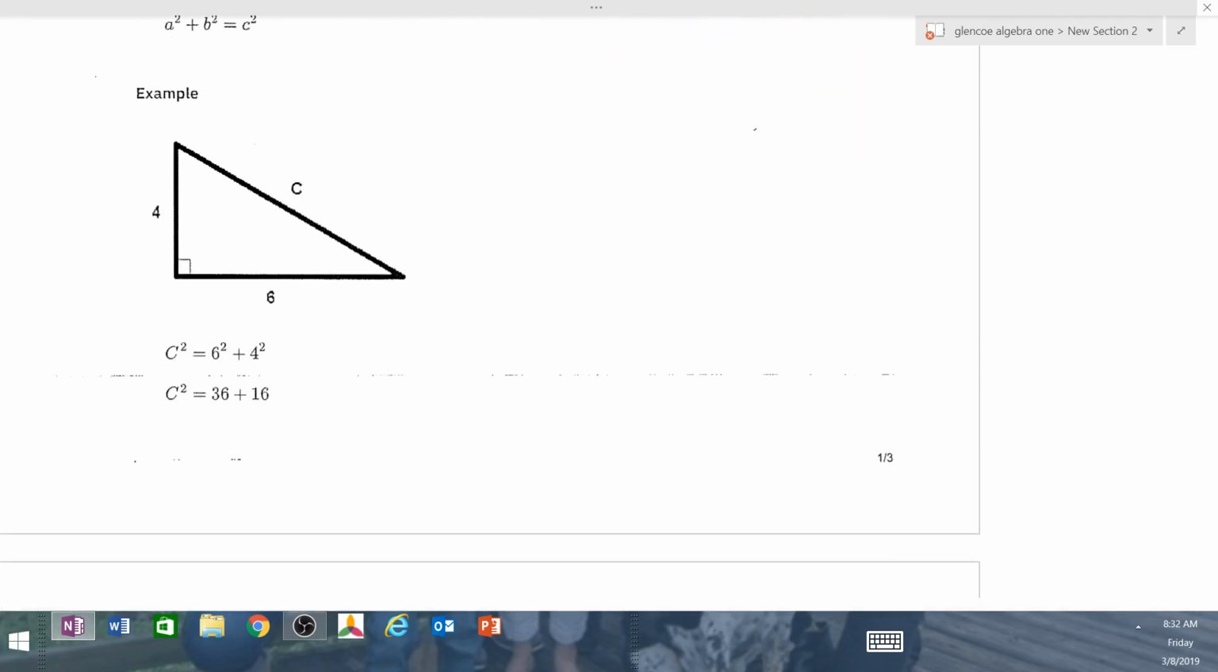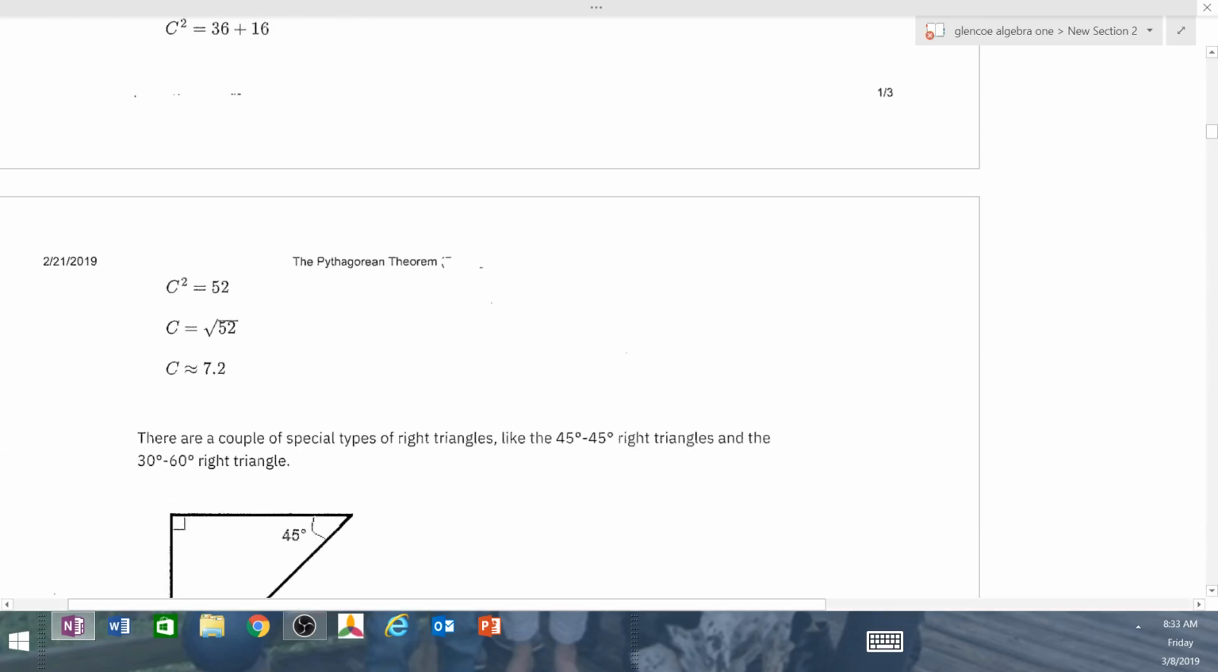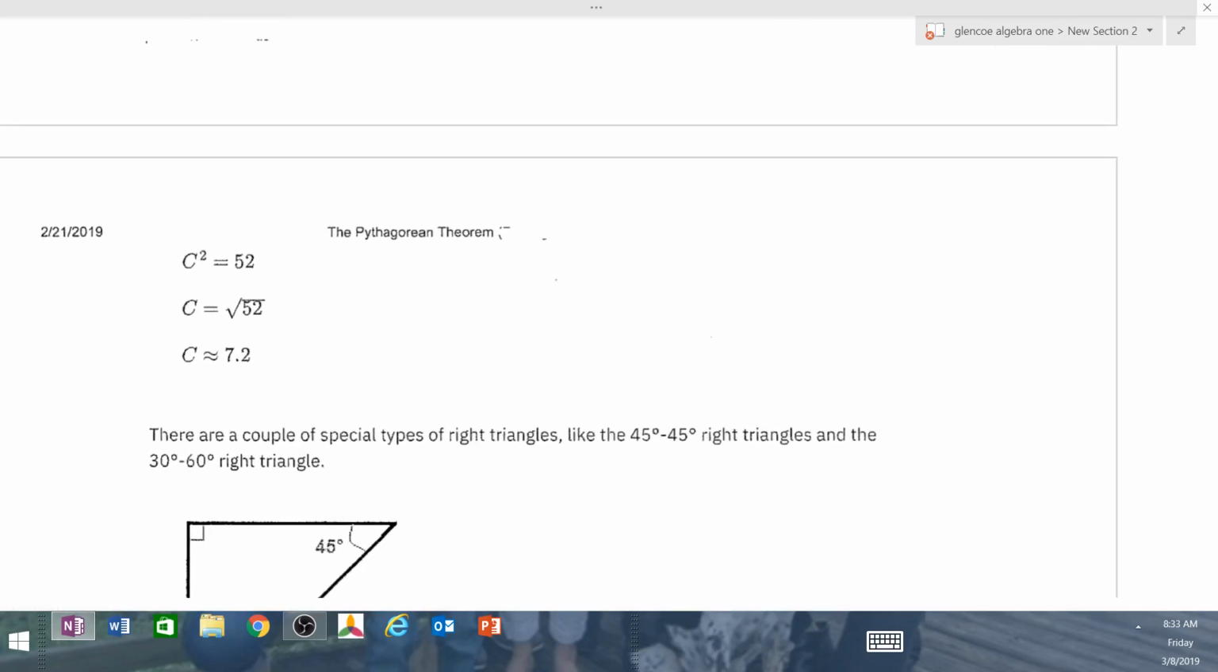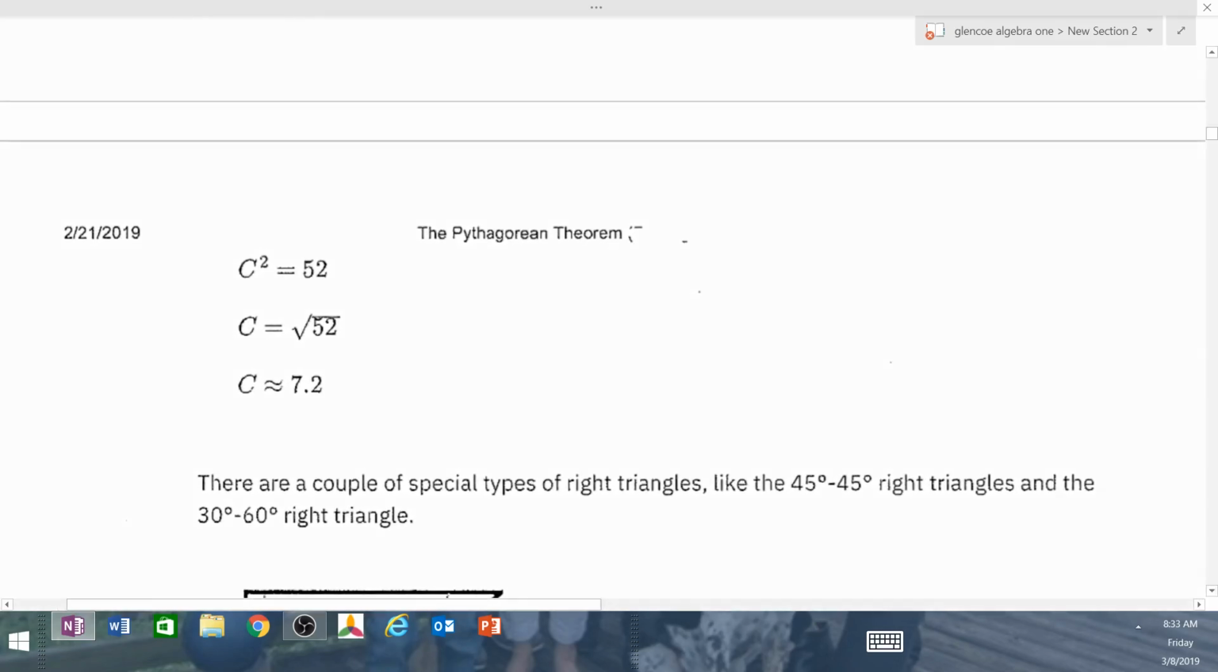Our first example. We have our two legs. One leg is equal to 4, one leg is equal to 6, and side C is what we're going to find. So in order to do that, everybody can take your calculators out. We're going to plug our numbers in. C squared equals 6 squared plus 4 squared, or 36 plus 16, or c squared equals 52. Okay, then we're going to take the square root of 52, and c is approximately 7.2. And we're just going to put units right after that.